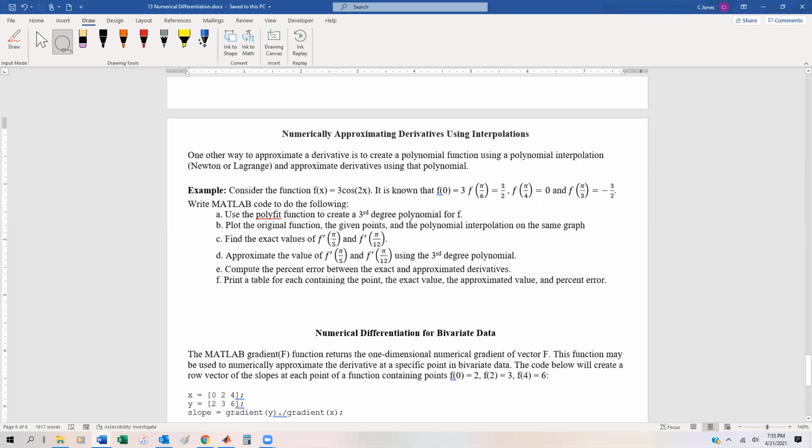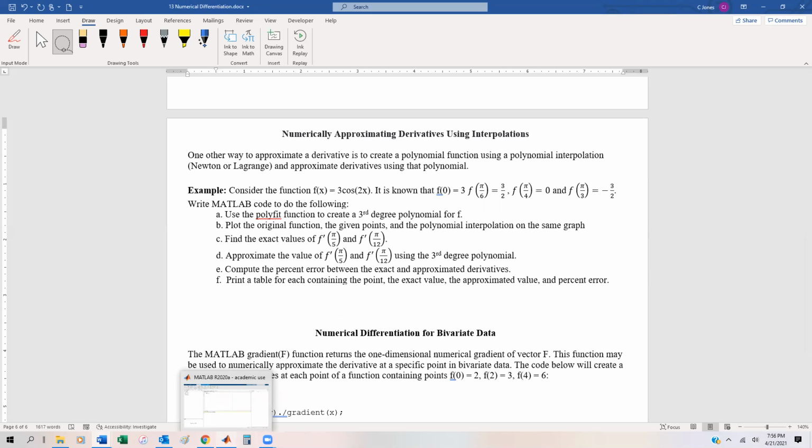And then we're going to plot the original function and the polynomial interpolation on the same graph. Then we're going to get the exact values for the derivative of 3 cos 2x at those 2 points, right? We're going to get approximate values by using the third degree polynomial and finding the derivative of that third degree polynomial. We're going to find the percent error. And then finally, we are going to create a table for this. So really, we're finding the derivatives of the polynomial function, and we know polynomials are much easier to work with than trigonometric and other sorts of transcendentals.